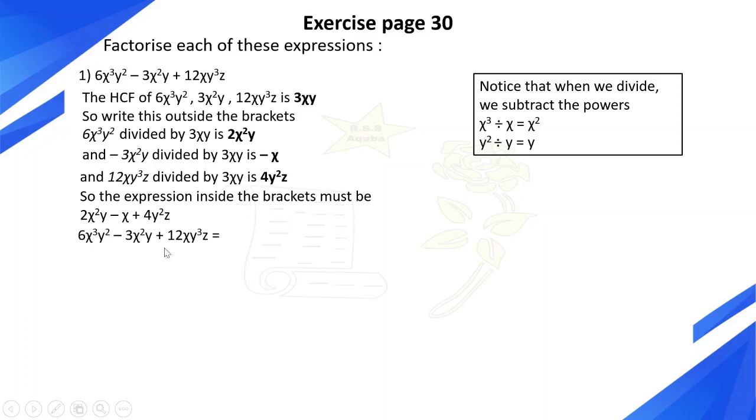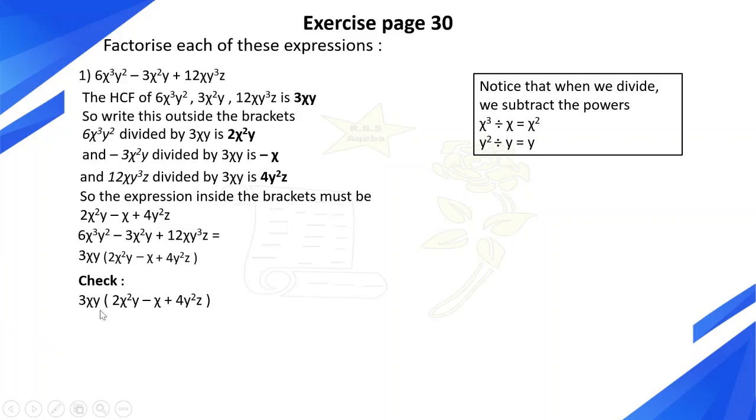Finally, this expression equals 3xy, the highest common factor, then between brackets, this is the first term, 2x squared y, this is the second term, minus x, and the third term, 4y squared z. Now, if you want to check your answer, just remove the brackets, and you will get the expression.